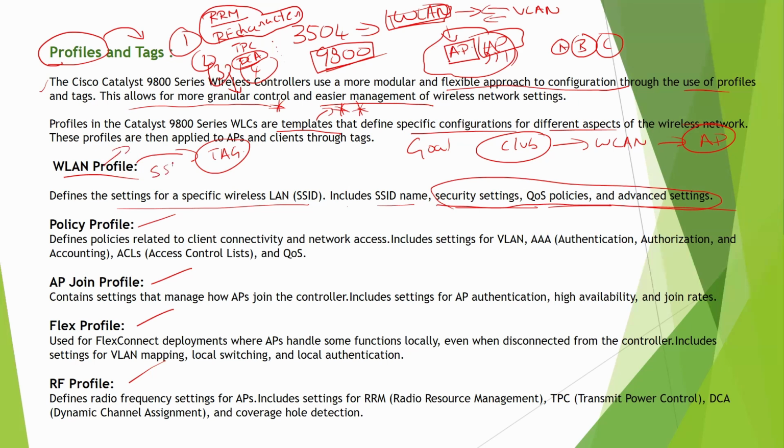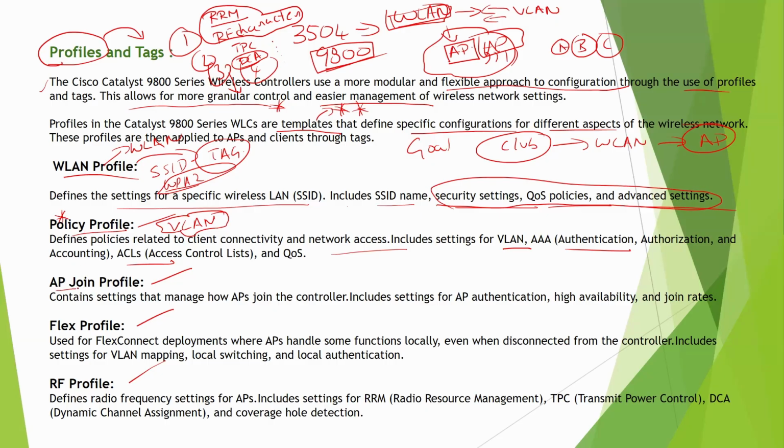Basically, you will define the SSID and whether the security is WPA2 or WPA3, so that you are going to define in the WLAN profile. Then we got the policy profile. In the policy profile, we will define the VLAN here. This is the main thing that we define in the policy profile. In the WLAN profile, we are defining the WLAN, whereas in the policy profile, we are defining the VLAN. It defines policy related to client connectivity and network access: VLAN, AAA configuration, then ACLs. So these are the things that we put into the policy profile.